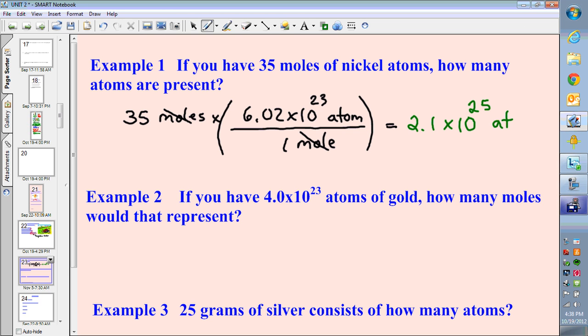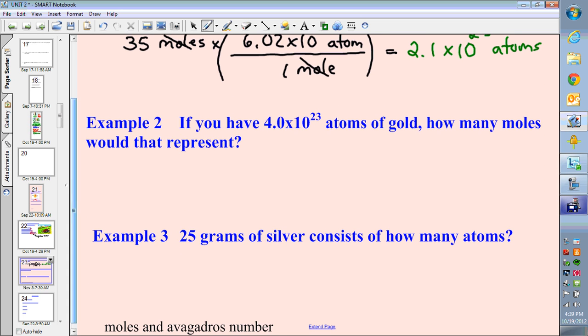Now that is an unimaginable amount of atoms. It is huge, right? To think of 2.1 and then adding, or not even the decimal, but 2 and a 1, and then 25 zeros on there. Whole bunch of them, or 24 zeros to be precise. So it's a monstrous, monstrous number of atoms.